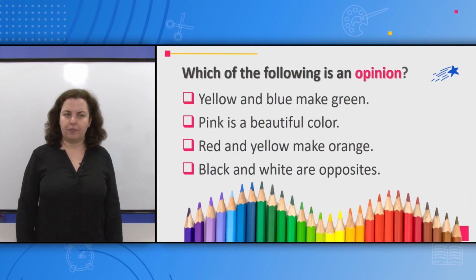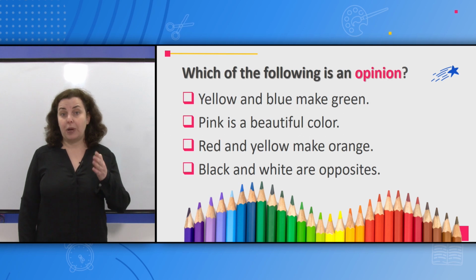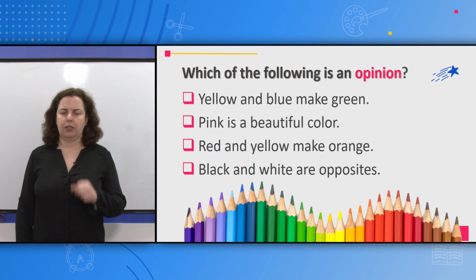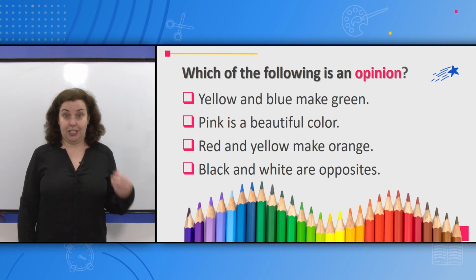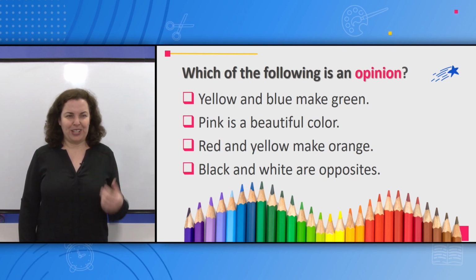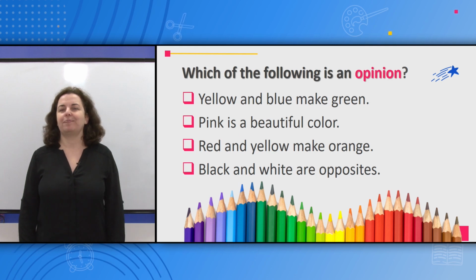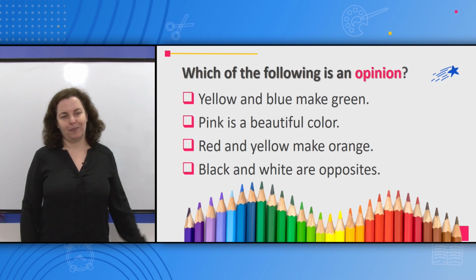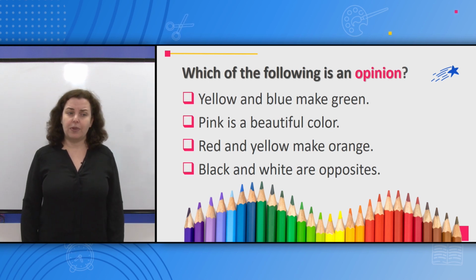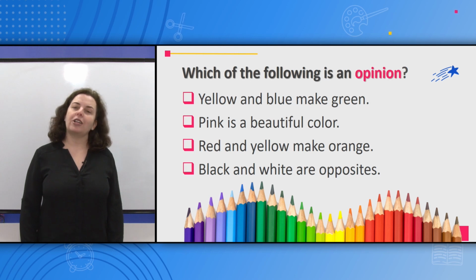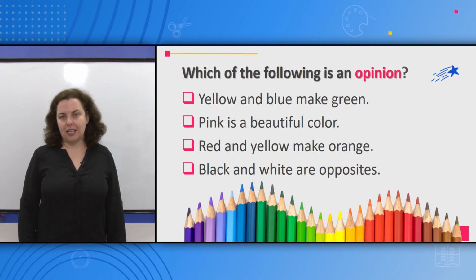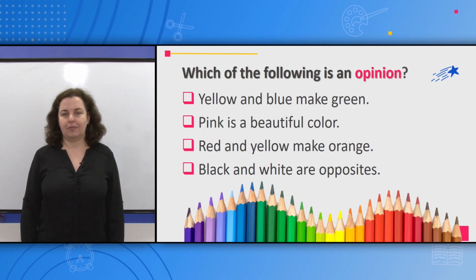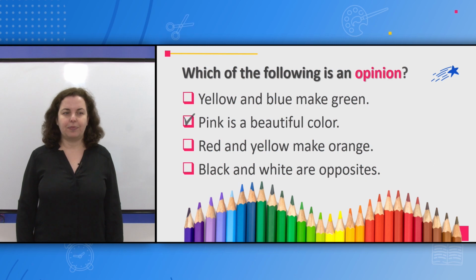Now let's look here. Which of the following is an opinion? Yellow and blue make green. Is that an opinion? Is that what I think? I don't think so. Yellow and blue make green. Number 2, pink is a beautiful color. Number 3, red and yellow make orange. And the last sentence here is black and white are opposites. Which one is an opinion?